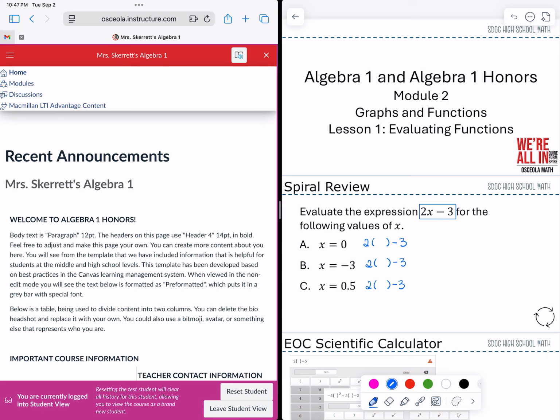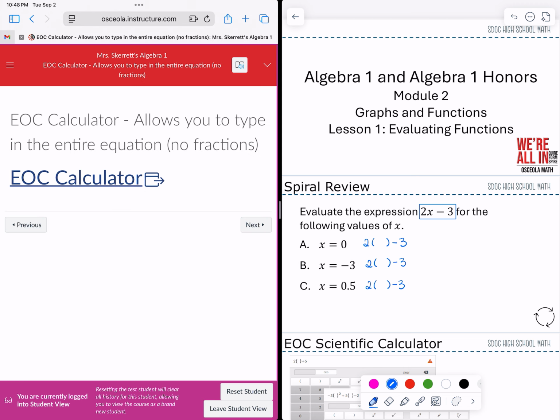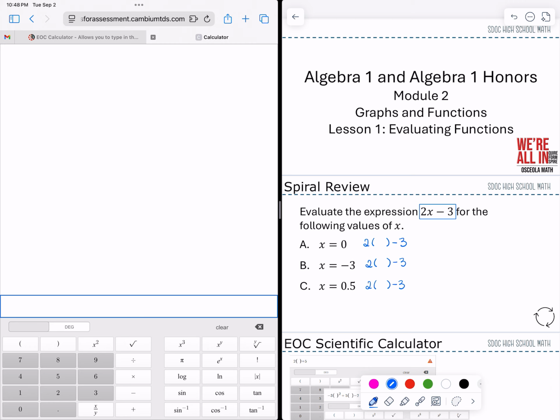Now before we start this lesson, I need to make sure that you have access to the EOC calculator that we're going to be using in class. So for this, you're going to need to head over to your Canvas page for our class. When you get there, click on modules. On the top of the page, you're going to see course overview, TI-30, that's our calculator that does fractions that we use in class, and then the EOC calculator. The EOC calculator is the one that we're going to be using throughout this module. You may want to bookmark that so you have quick, easy access to it.